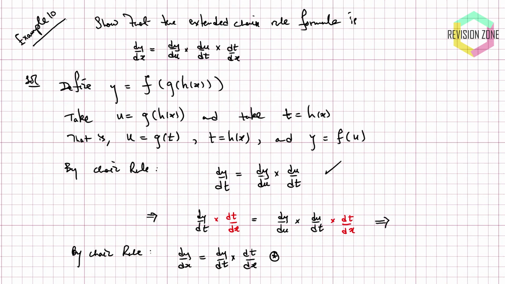Let me call this statement star. Then I can use star and go back to the statement above, the entire line, and I don't care about the right-hand side. I know the left-hand side is just dy by dx by star. So I'm going to replace the left-hand side by dy by dx using star, and rewrite the right-hand side as dy by du times du by dt times dt by dx, right? But this is precisely the statement I actually wanted to show.